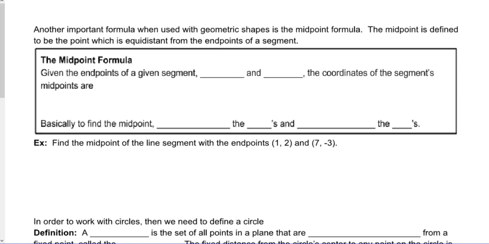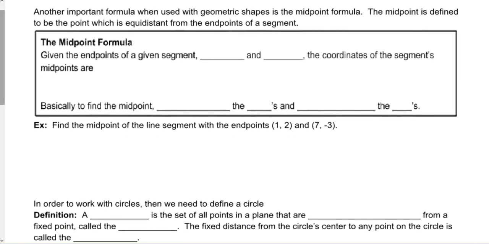All right. Now, another important formula that goes hand in hand with this most of the time is the midpoint formula. The midpoint formula is used with geometric shapes. The midpoint is defined to be the point which is equidistant from the endpoints of a segment. So if I have this segment AB from geometry, you should know that this point here is approximately the midpoint of that segment.